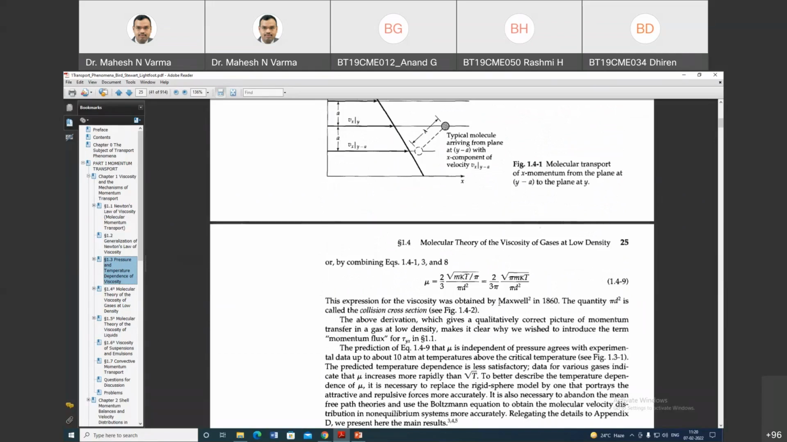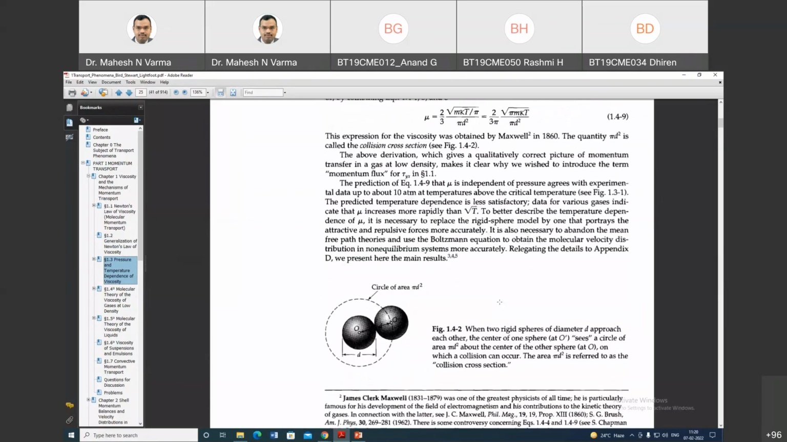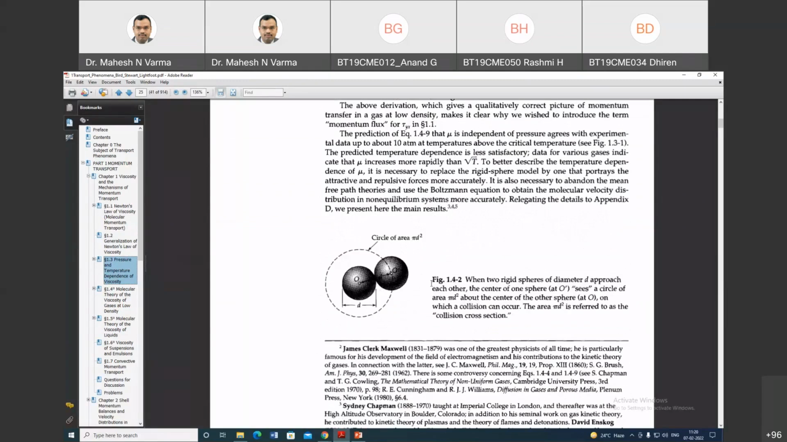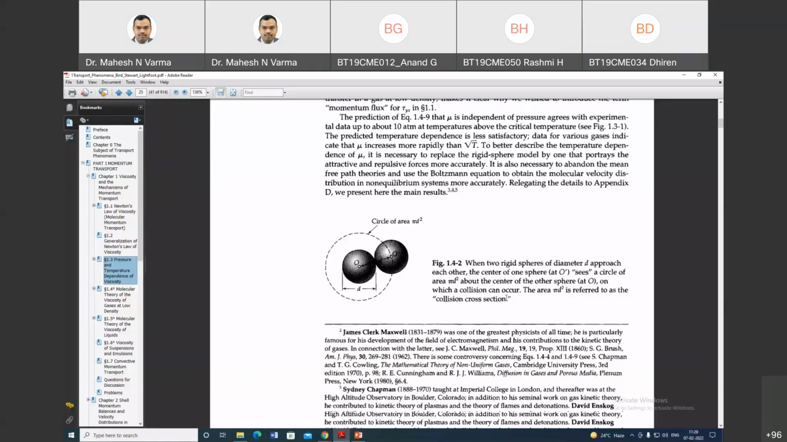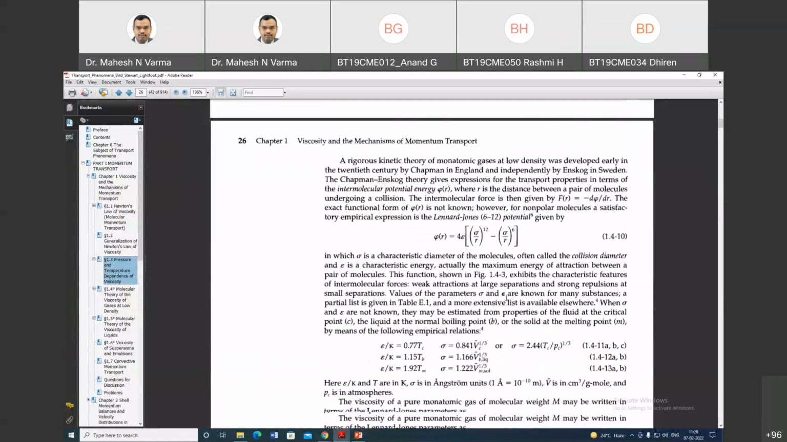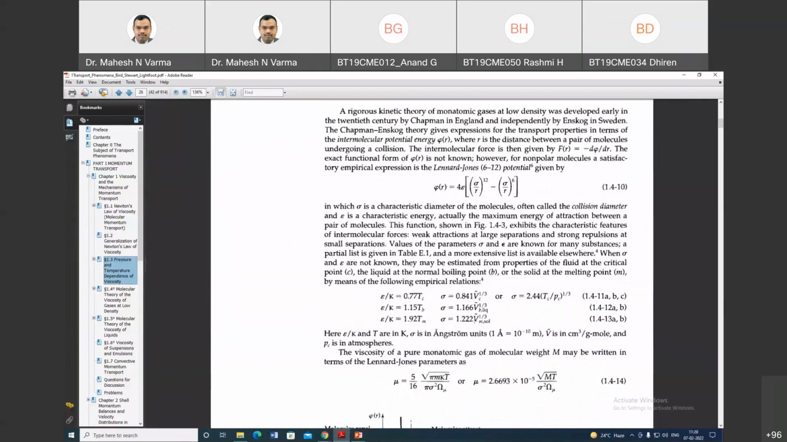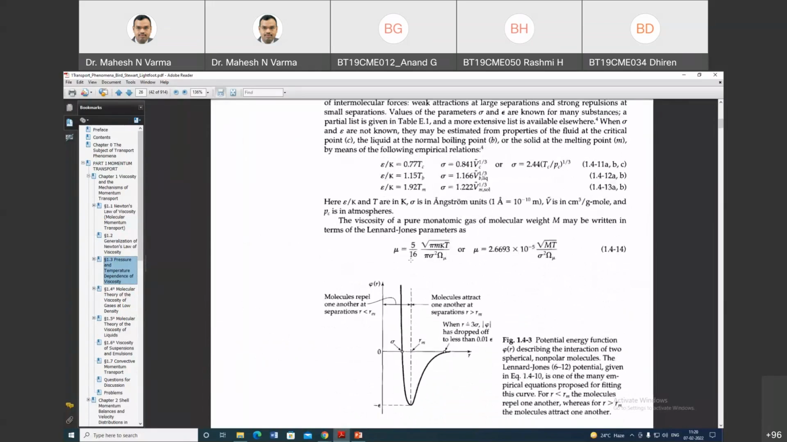Okay, this expression was obtained by Maxwell in 1860. And then actually here they have modified it. Then comes this new area where people have used statistical thermodynamics and high computation, using high-performance computers. Then comes the area of molecular dynamics simulation. So from first principles, Newton's laws and all, they have derived this equation using statistical thermodynamics and molecular dynamics simulation.